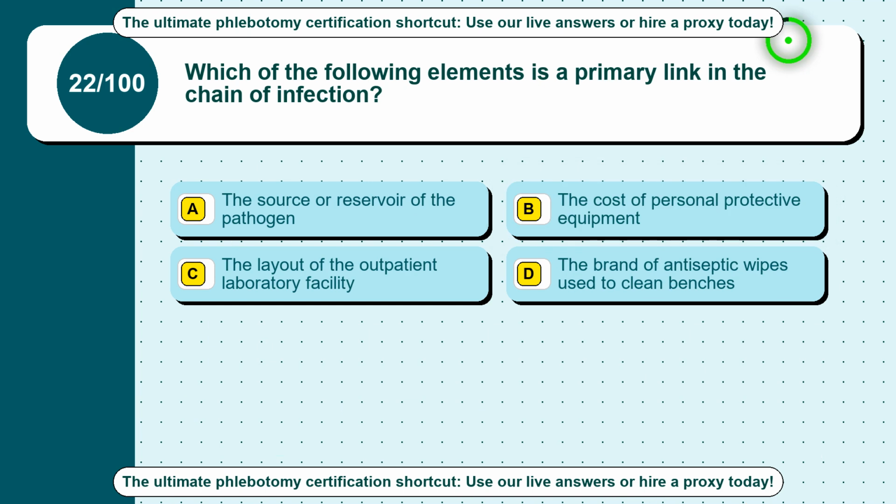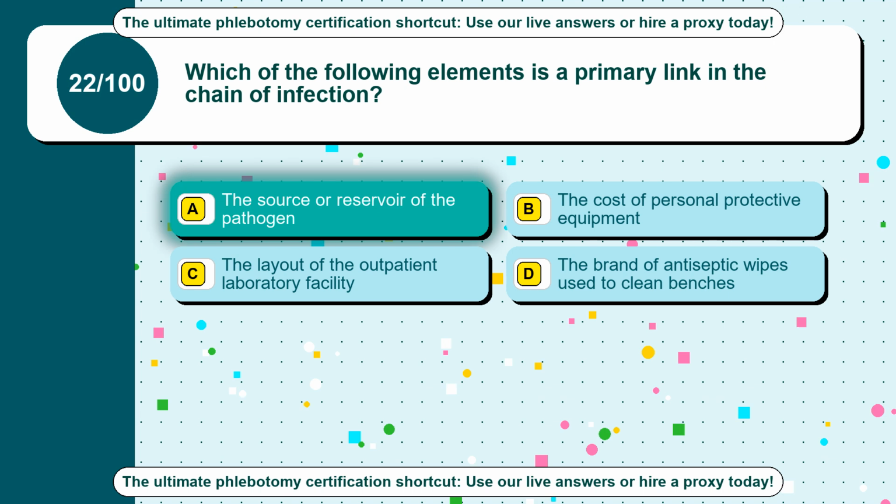Question 22. Which of the following elements is a primary link in the chain of infection? Option A, the source or reservoir of the pathogen. Option B, the cost of personal protective equipment. Option C, the layout of the outpatient laboratory facility. Option D, the brand of antiseptic wipes used to clean benches.